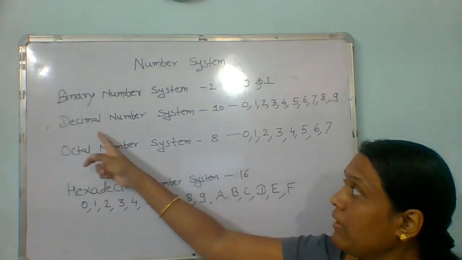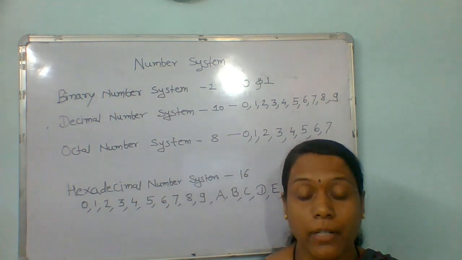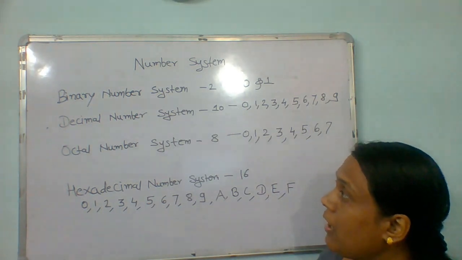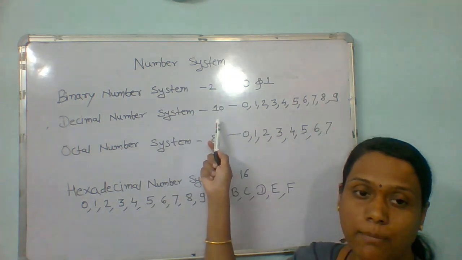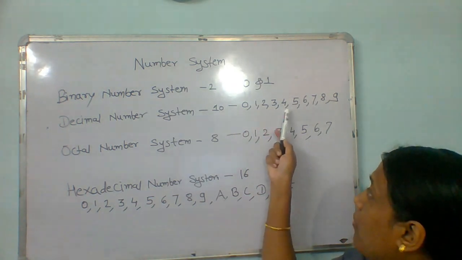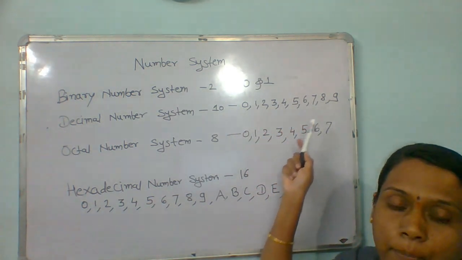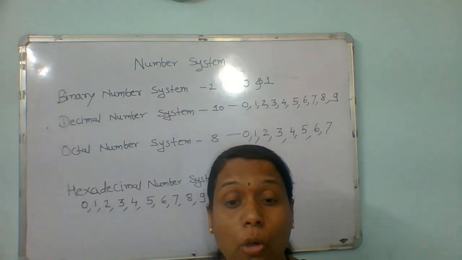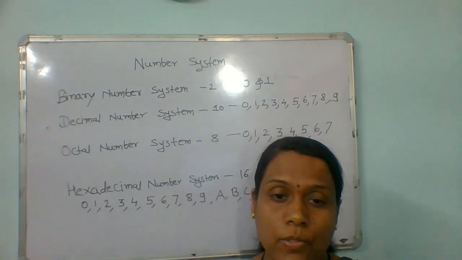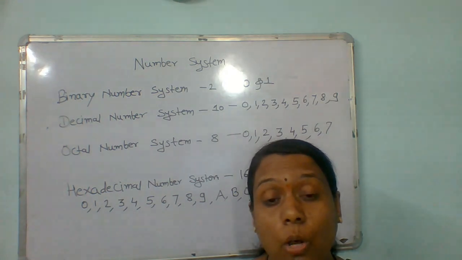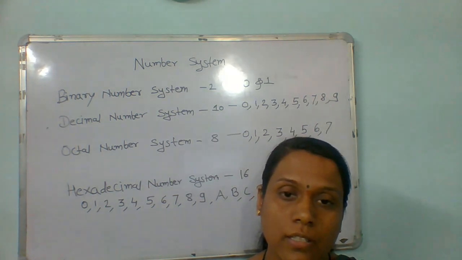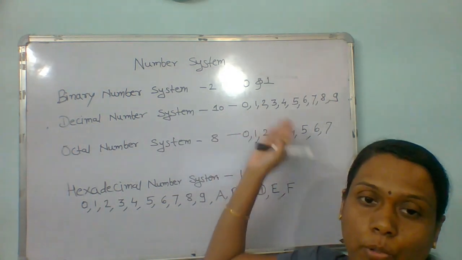Now when we consider the decimal number system, in our daily life we are using this number system. The decimal number system has 10 symbols: 0, 1, 2, 3, 4, 5, 6, 7, 8 and 9. Whatever number is formed using the decimal number system, however long it is, will be formed with a combination of these 10 symbols from 0 to 9.